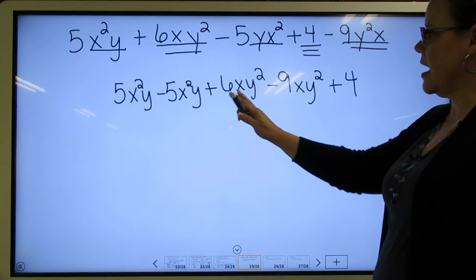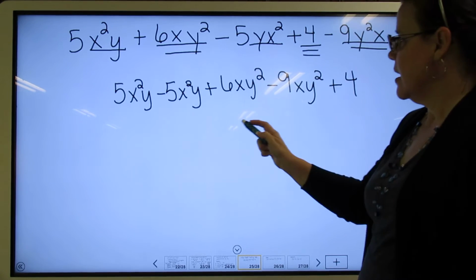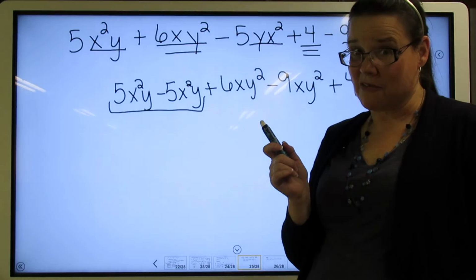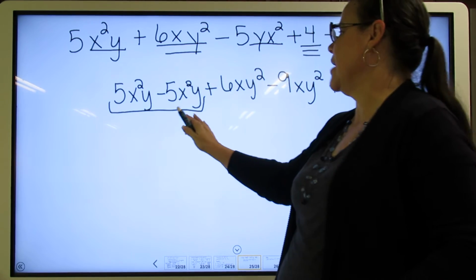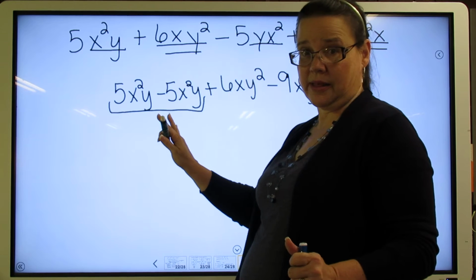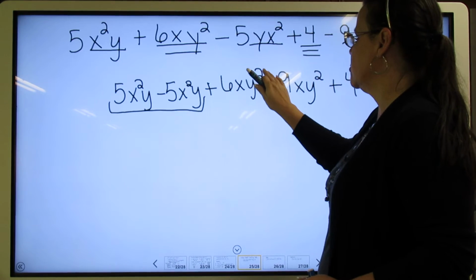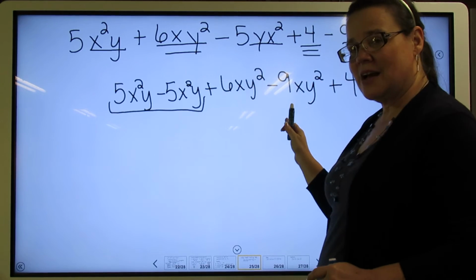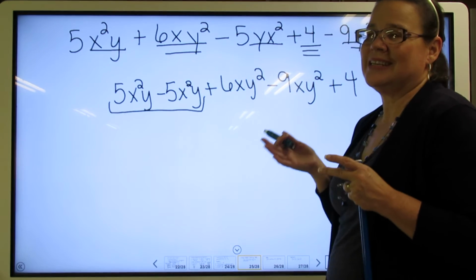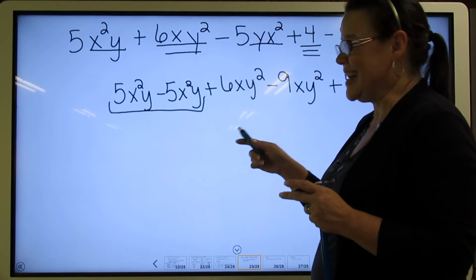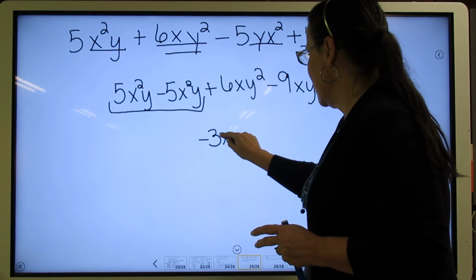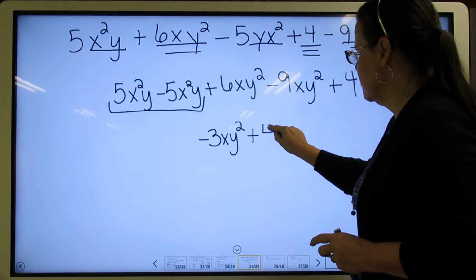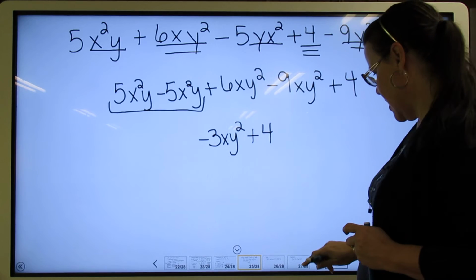Okay, so now I get to put them together, and I notice that 5x squared y minus 5x squared y is 0. 5 minus 5 is 0. I'm not going to write 0. I'm just not going to write anything, okay? And then I have 6xy squared minus 9xy squared. 6 minus 9, I have to subtract it and take the sign of the bigger number. It's going to give me a negative 3xy squared. And then I'm going to have plus 4. And that would be my final answer for that one.